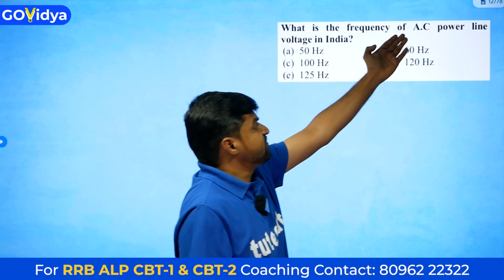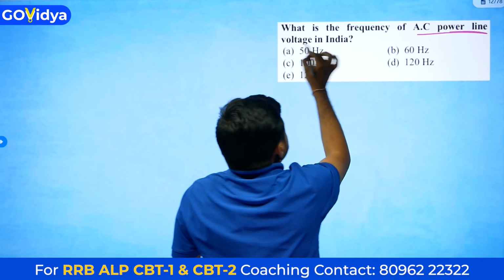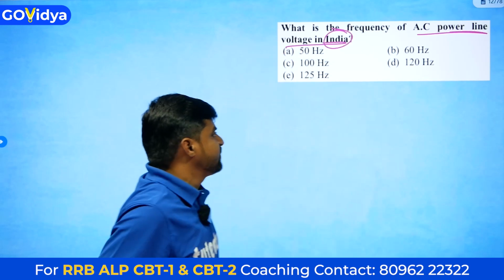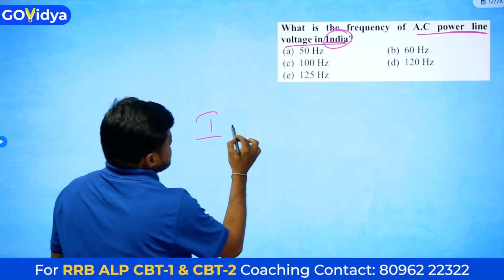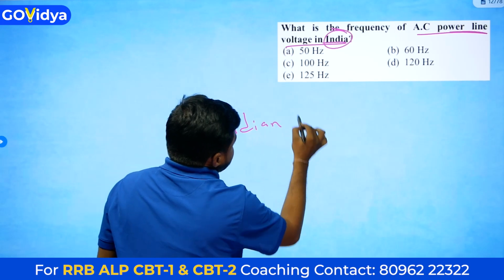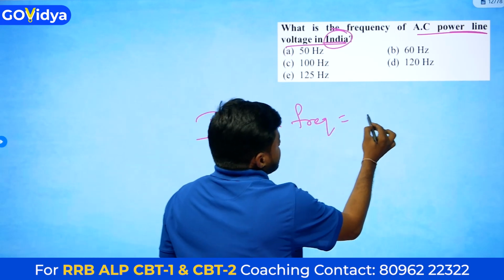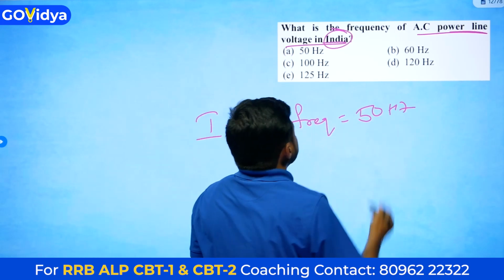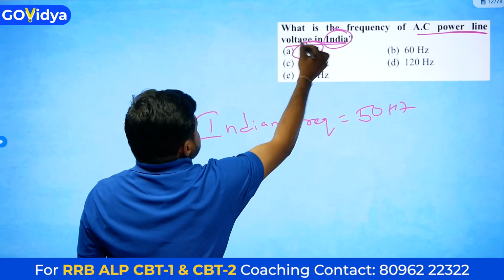What is the frequency of AC power line voltage in India? Indian frequency is 50 hertz. From the options, option A is the correct answer.